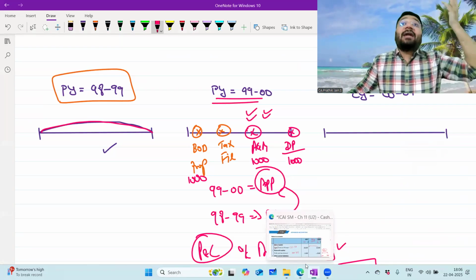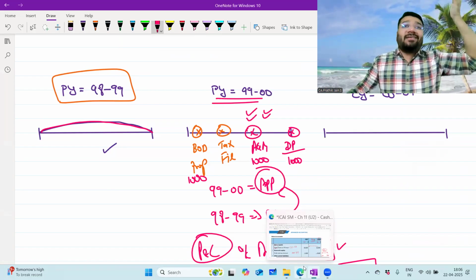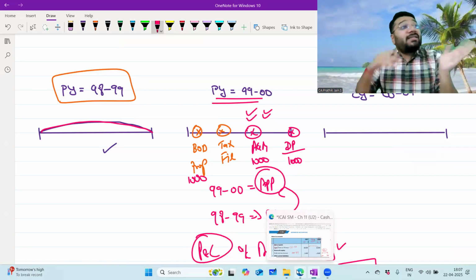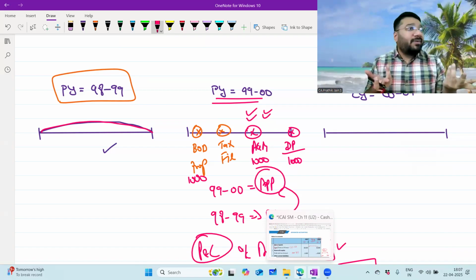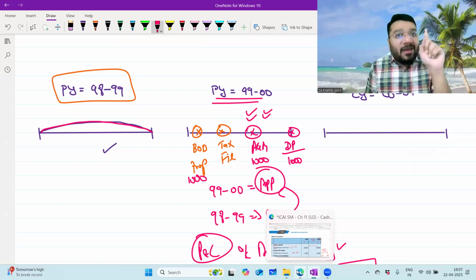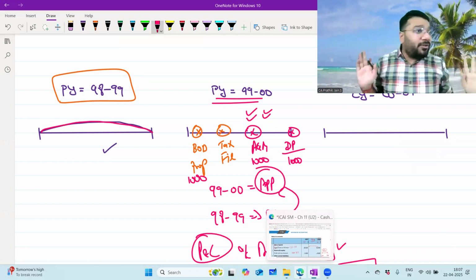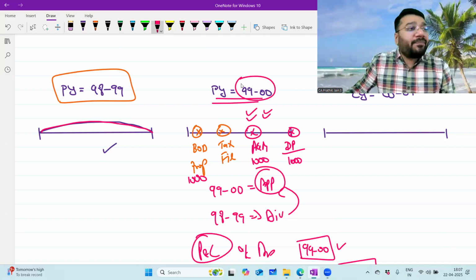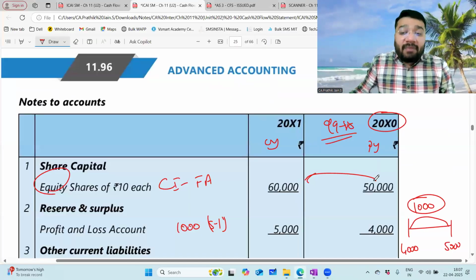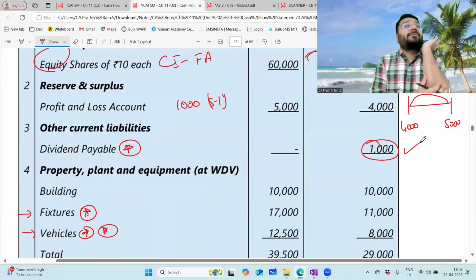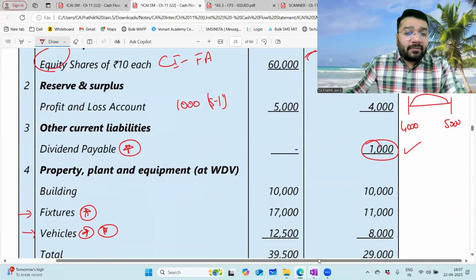Is the dividend originally declared 1000? No, the original dividend declared would be 99,000 or even 1 lakh. In that 1 lakh, 99,000 paid, 1,000 not paid. I'm not bothered what is declared. Out of whatever is declared and whatever is paid, how much is not paid? 1,000 is not paid. So if I look at the closing balance of 99-2000, 1,000 dividend is yet to be paid. Any problem in this? So far clear?